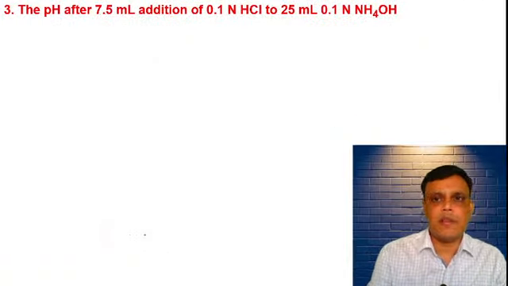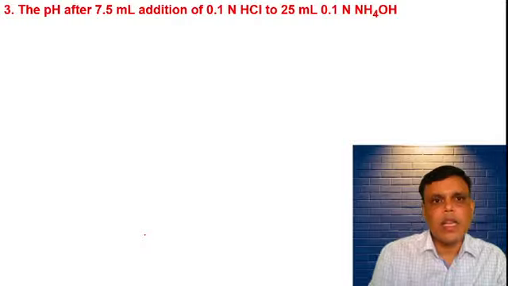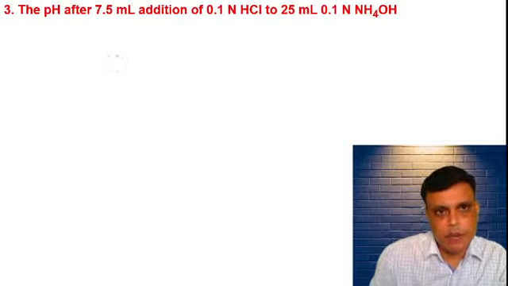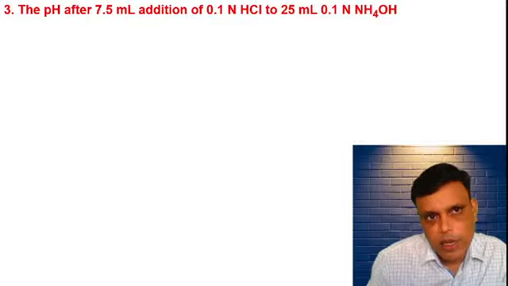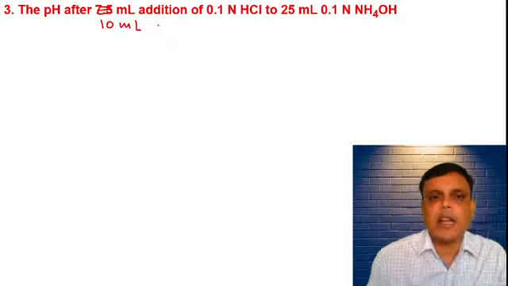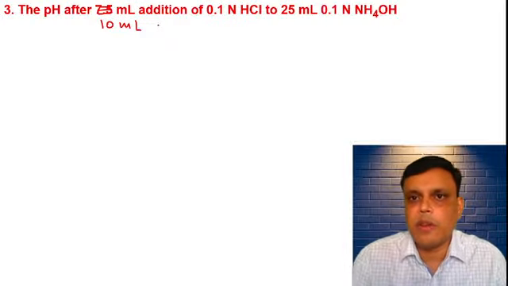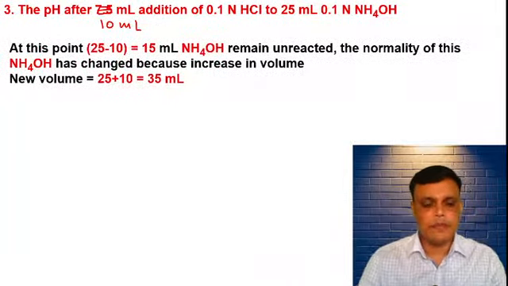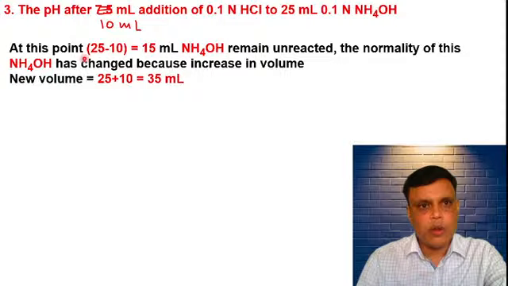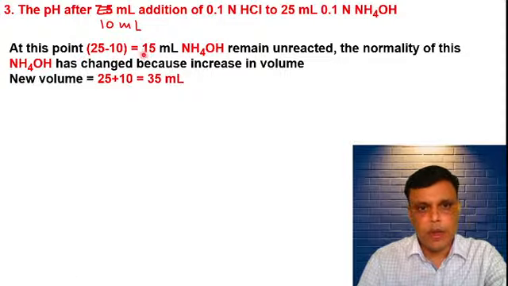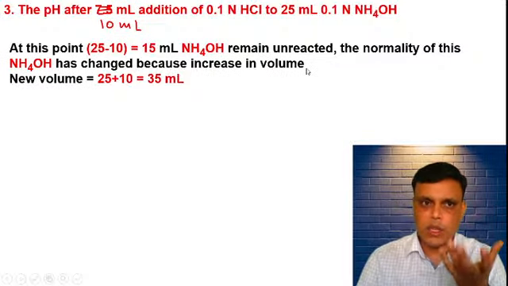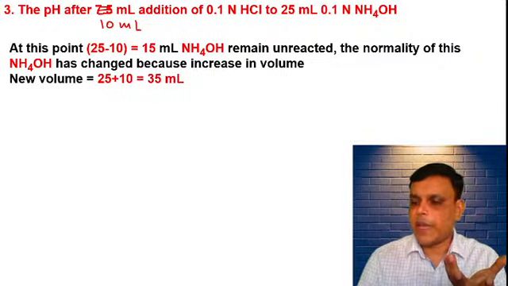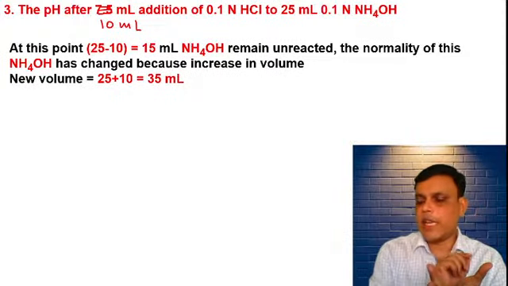The pH after 10 ml. 7.5 ml के लिए तो हम लोगों ने अभी कैलकुलेट किया है. So here, pH after 10 ml addition of 0.1 normal HCl to 25 ml of 0.1 normal NaOH. So at this point what will happen? 25 minus 10, so 15 ml of NaOH will remain unreacted. Because in the conical flask we have taken 25 ml of base and from the burette we are adding 10 ml of acid.